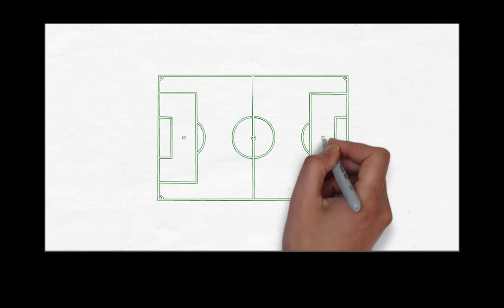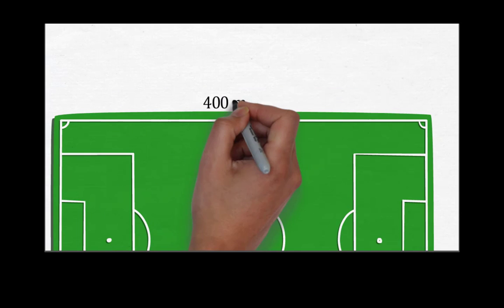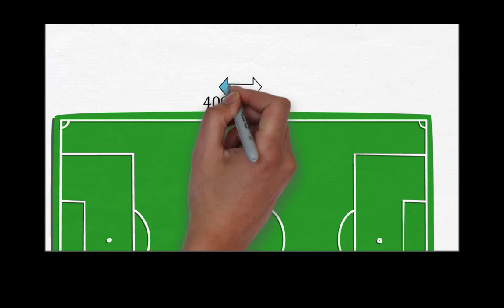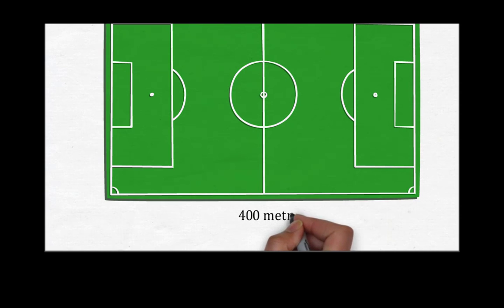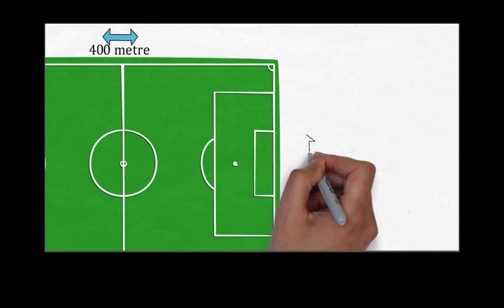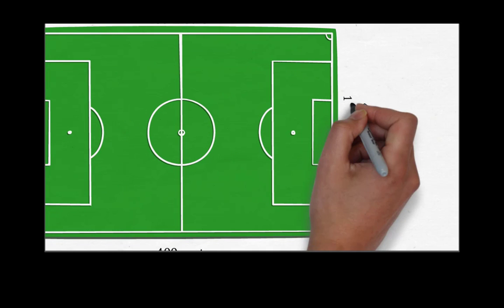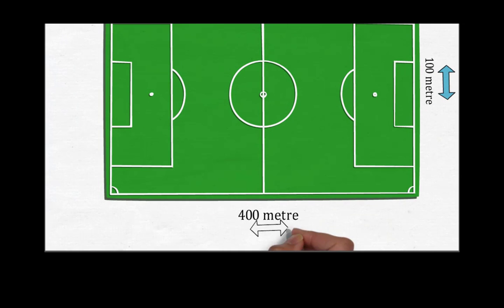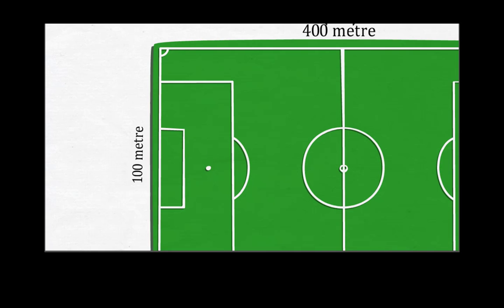Okay, now we have a football field. Here's a football field. Now the length of the football field is 400 meter. It is rectangular in shape, so the opposite sides will be equal. This will also be 400 meter. Then the width is 100 meter, so the opposite side will also be 100 meter.